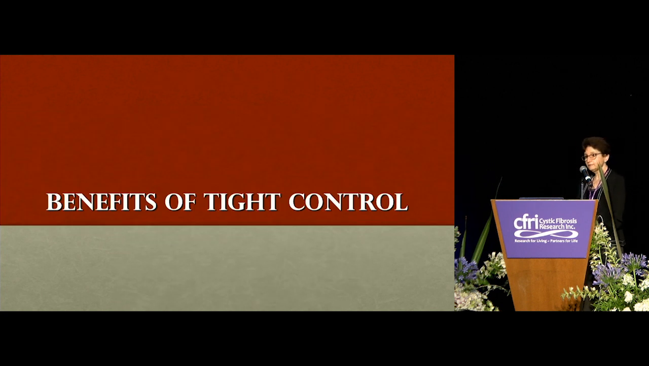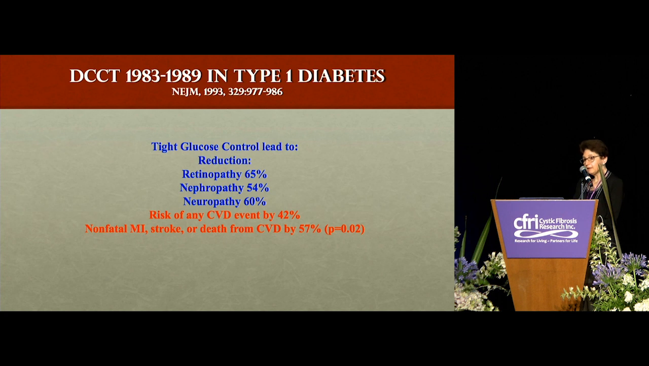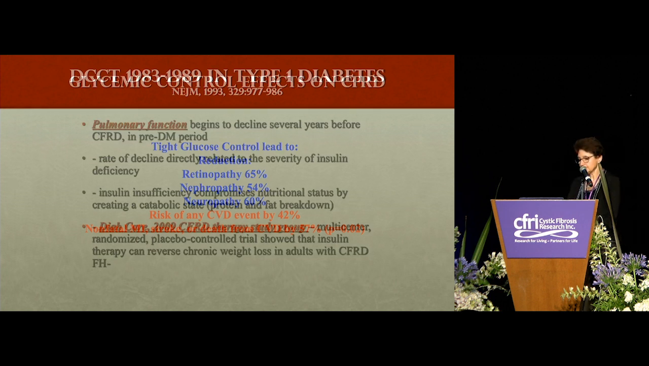So why do we need to worry about blood sugars being tightly controlled in CF? In general, in any type of diabetes, it has been shown that tight control can lead to reduction of eye disease by 65%, kidney disease by 54%, and nerve involvement by 60%. Risk of any cardiovascular disease event, heart attacks or stroke, was reduced by 42%. Non-fatal myocardial infarction, stroke, or death from cardiovascular disease were reduced in the type 1 studies by 57%.